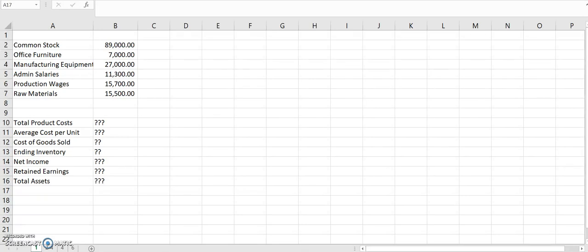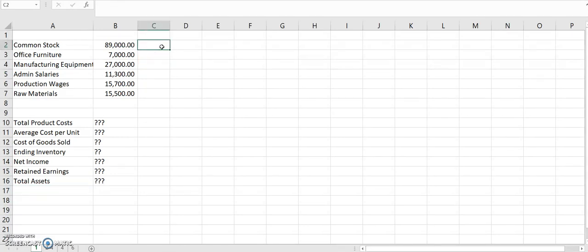So we have a company that was started in 2018. It acquired $89,000 cash by issuing common stock. They immediately purchased office furniture for $7,000 and manufacturing equipment for $27,000. The office furniture had an 8-year useful life and a 0 salvage value. The manufacturing equipment had a $3,600 salvage value and an expected life of 3 years.